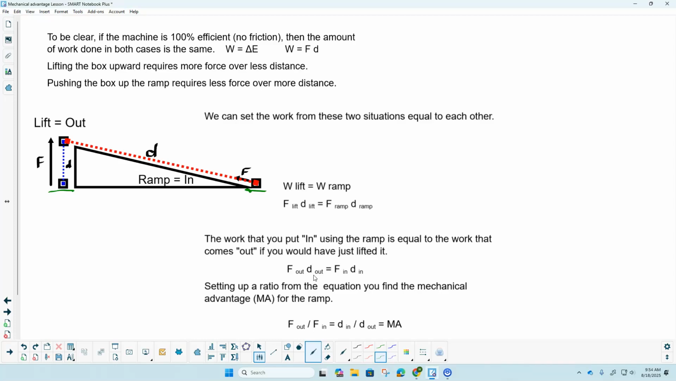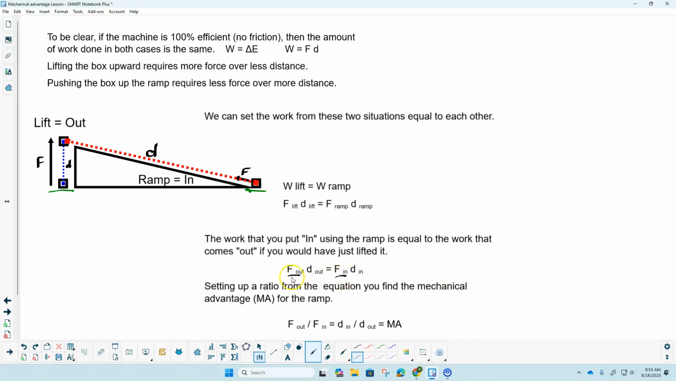So we're going to set up a ratio, and that ratio is going to be for an equation that tells us what's called mechanical advantage. The mechanical advantage basically compares the force that you get output compared to the force that you have to put in, or it's the distance you put in divided by the distance you put out. All I did was solve these for force on one side and distance on the other.